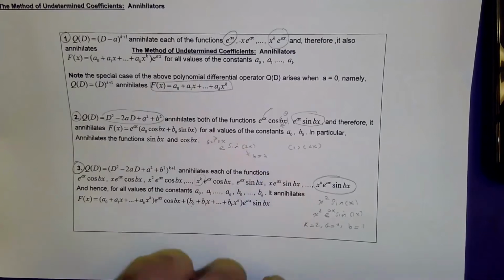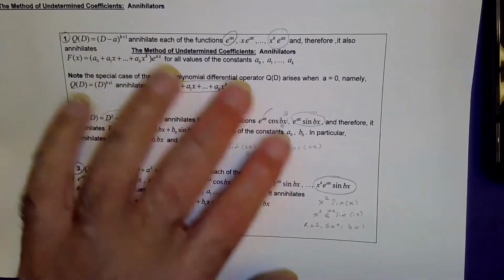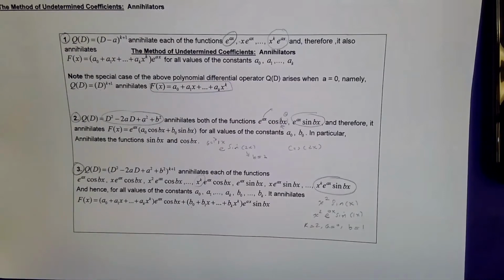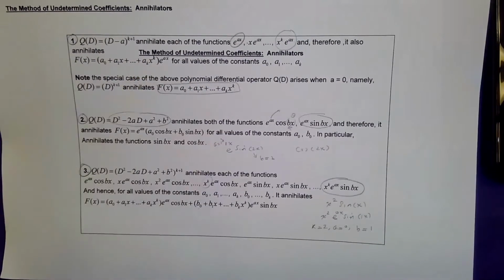For some of us who are math majors and have something like natural log of x, annihilator doesn't apply, so we have to use variation of parameters. If you like, I can show it to you. If you don't, more power to you. This is good enough. It satisfies the requirement of the class.